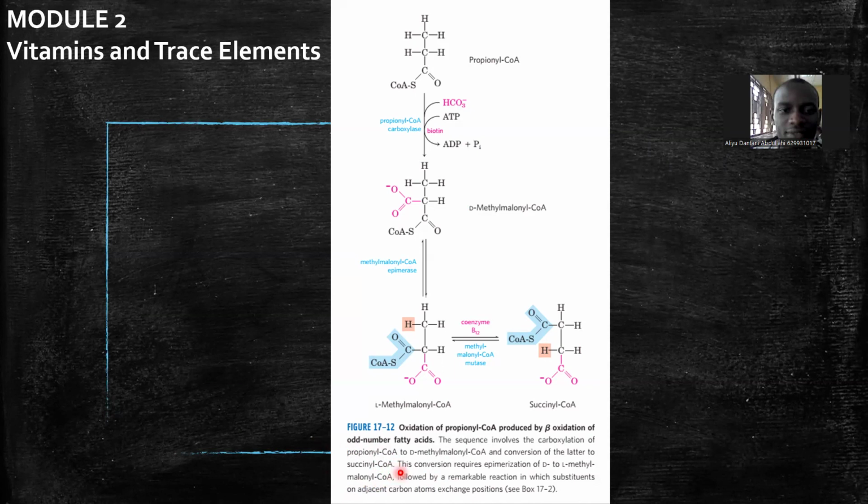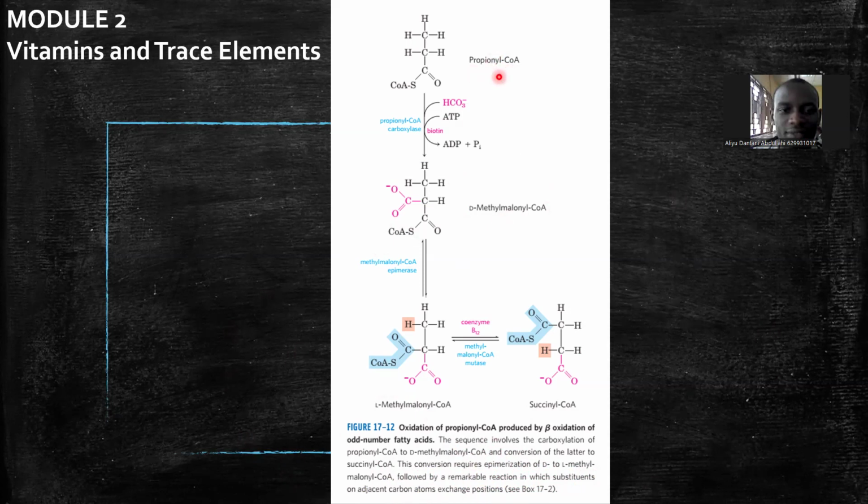Succinate is converted to, I think, fumarate, okay? Fumarate is converted to malate. Malate is converted back to oxaloacetate in the TCA cycle. This conversion requires epimerization of D- to L-methylmalonyl-CoA. If you've been taught carbohydrate metabolism or the biochemistry of carbohydrates, you are going to encounter this word, epimerization, D- to L-methylmalonyl-CoA, followed by the remarkable reaction in which a substituent moves. Let's just make it easy.